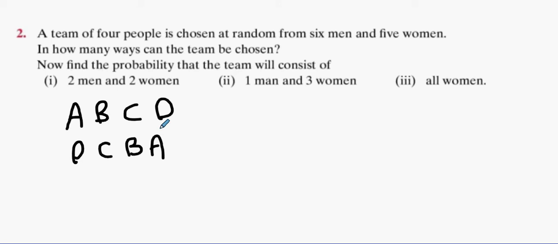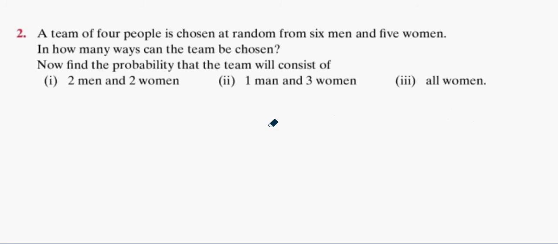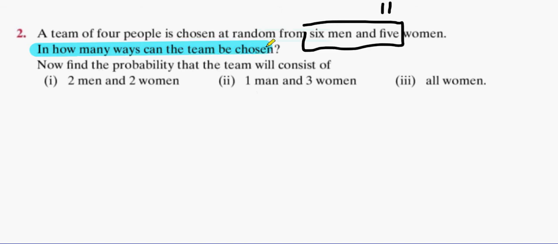So does that mean we're using the C button or the P button? If you don't remember, it's whichever one has the lower value. Okay? So whichever one has the lower value. So, here's what we're going to do now. How many people do we have in total? 11 people. How many people do we have to choose? We're choosing 4 people.